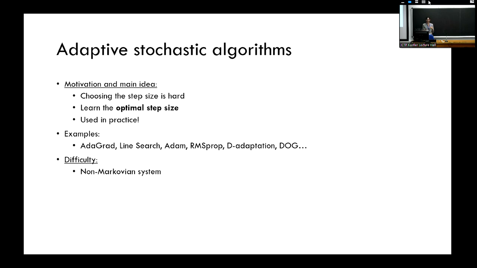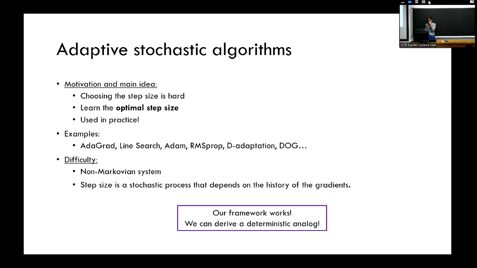And so what is the difficulty for a theorist in analyzing this type of algorithm in the stochastic domain? If you're talking about stochastic gradient descent, the main problem is that now the system becomes non-Markovian. Each step size is now a stochastic process that depends on all the history and all the gradients from when you started running the process. So this has become quite hard to track, but it turns out that using our framework, we can actually derive again a deterministic limit and track the dynamics in this case.